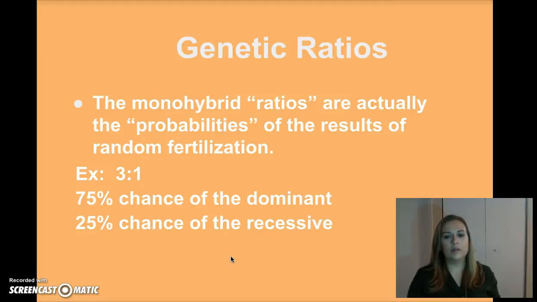All right. So genetic ratios, the monohybrid ratios, are actually the probabilities of the results of random fertilization. So what that means is we've been talking about like these 3 to 1 ratios.